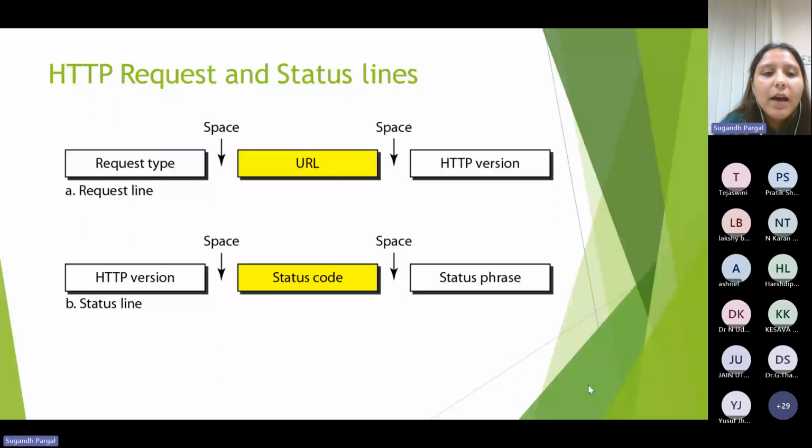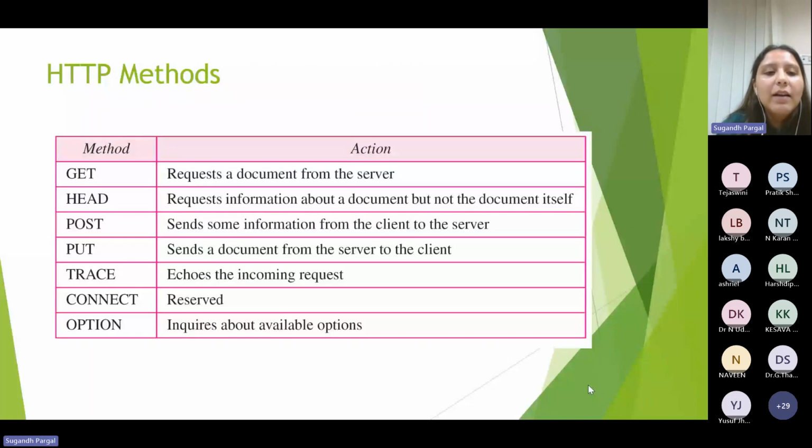So HTTP request and status lines. This is how the request is done. Then we give the URL, and then there is the HTTP version, and another one is the status line. We will not go in depth into it, as this is almost covered in the classes. There are certain HTTP methods, as I'll discuss here.